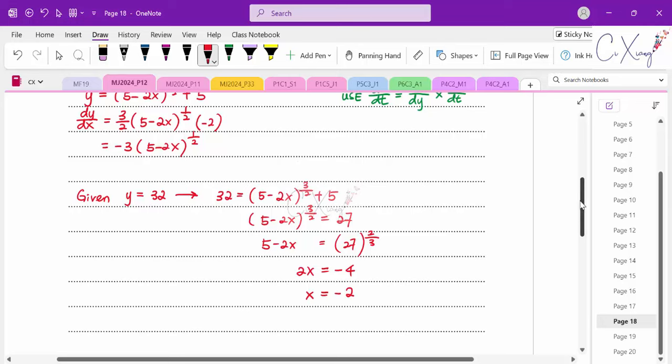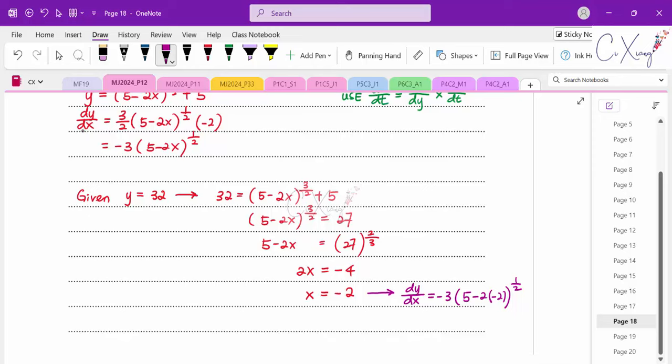When you get x equals -2, substitute it into dy/dx again. At this particular instant, my dy/dx value is -3 times (5 - 2 times -2) to the power half. So 5 plus 4 is 9, square root of 9 is 3, and -3 times 3 is -9.